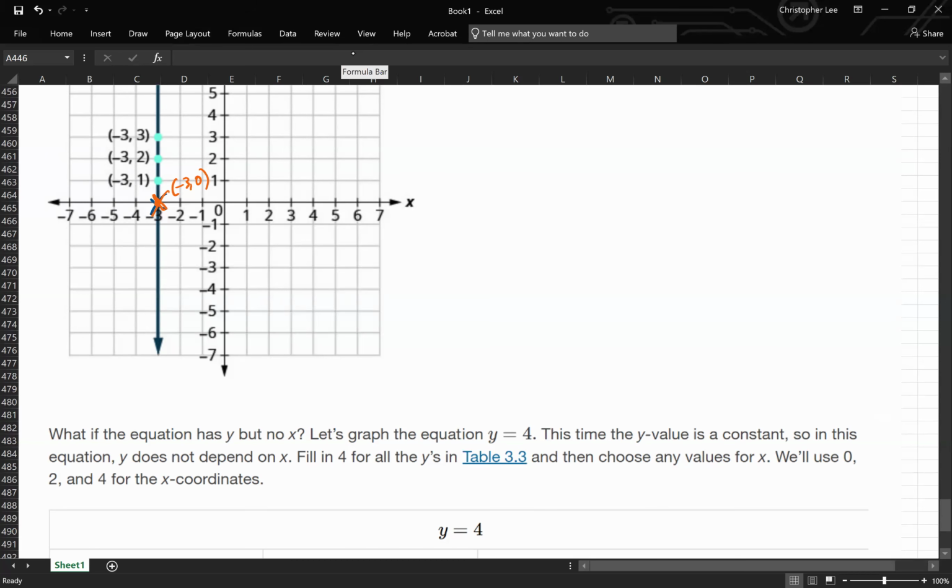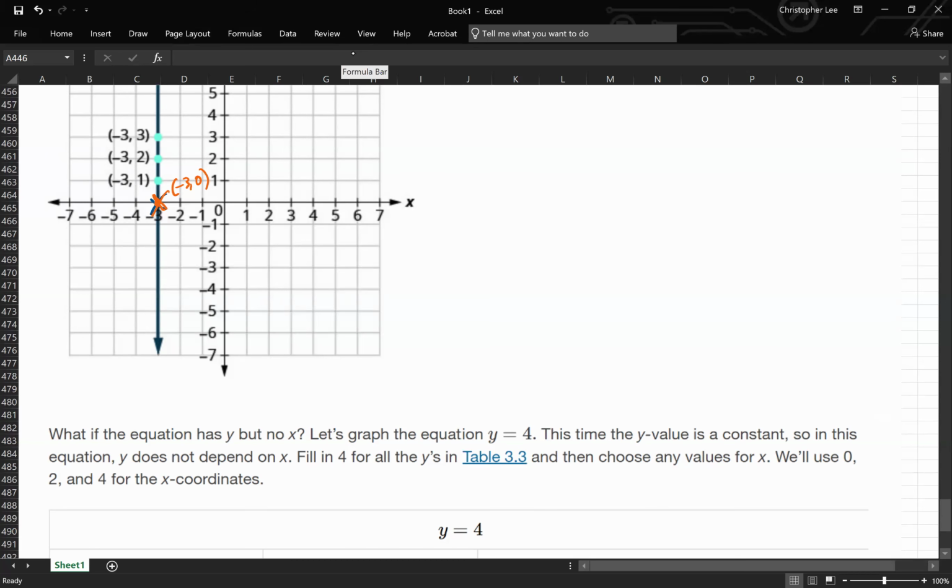But let's change it up a little bit. What if the equation has y but no x? So let's graph the equation y equals 4. This time the y value is a constant. So in this equation, y does not depend on x.